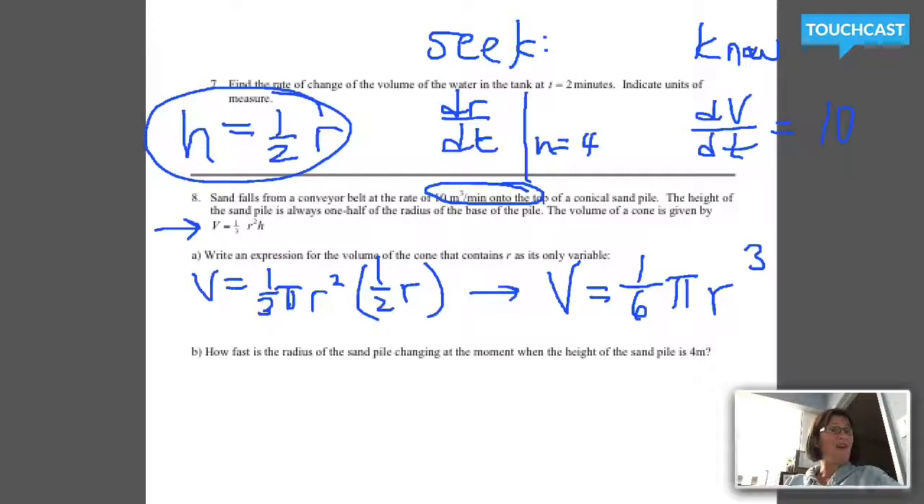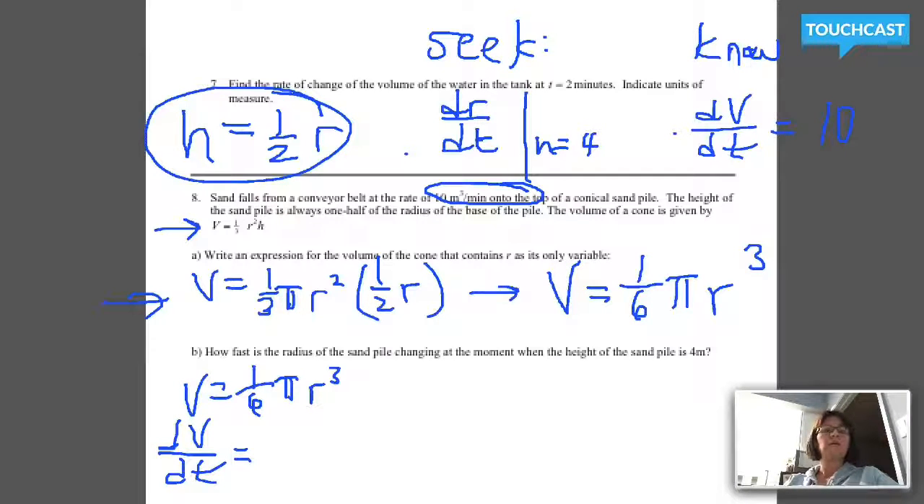All right, now I know I need to write an equation that relates v and r, and I've already been set up because I wrote that as part of my answer to letter A. So I'm going to start with v equals 1/6 pi r cubed. I'm going to take the derivative of both sides so that I have an equation that contains both dr dt and dv dt. So dv dt, the derivative of 1/6 pi r cubed with respect to r is 3 times 1/6 times pi r squared. But I wanted to take the derivative with respect to time, so I'm going to have to multiply by dr dt.